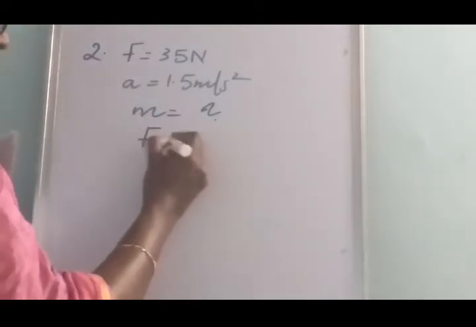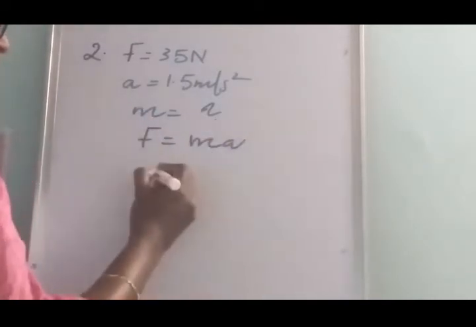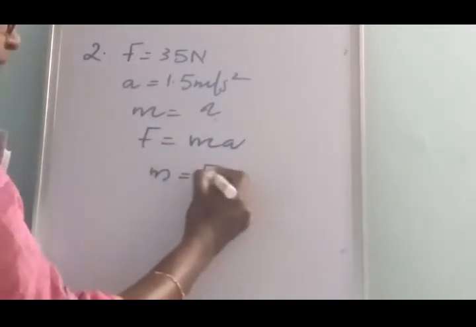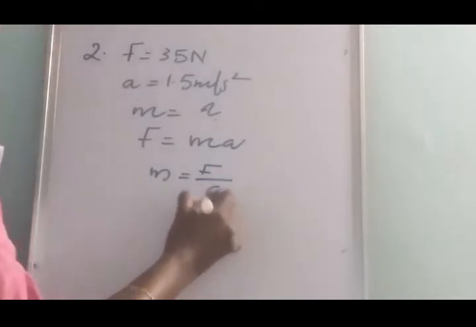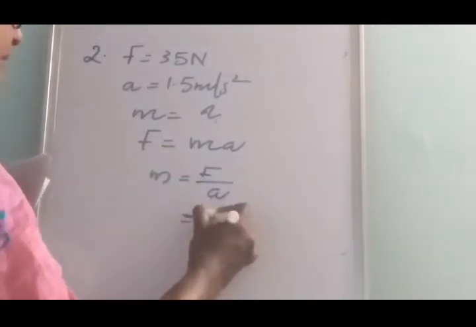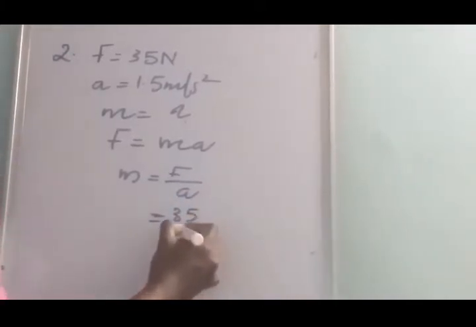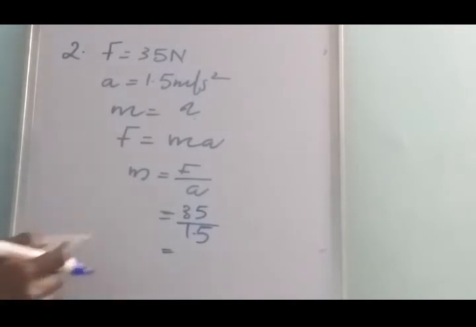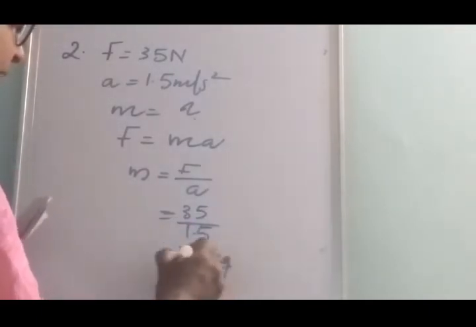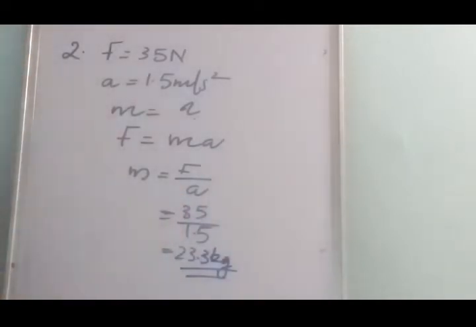Then how can we calculate m? You know the equation for force, F is equal to ma. From this, what is m? m is equal to F divided by a. Then F is given as 35, divided by acceleration, which is 1.5. Dividing 35 by 1.5, we will get 23.3 kg. That is the mass of the box.